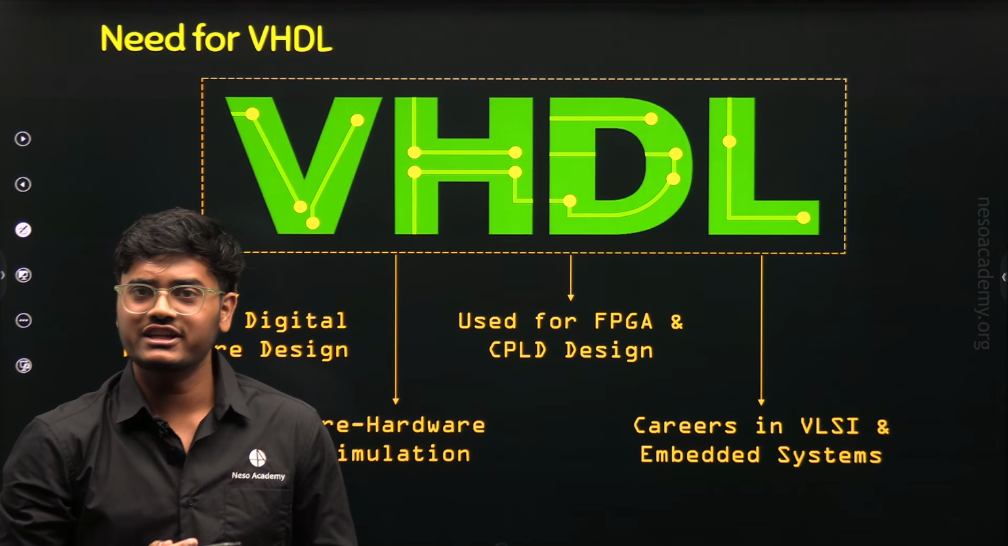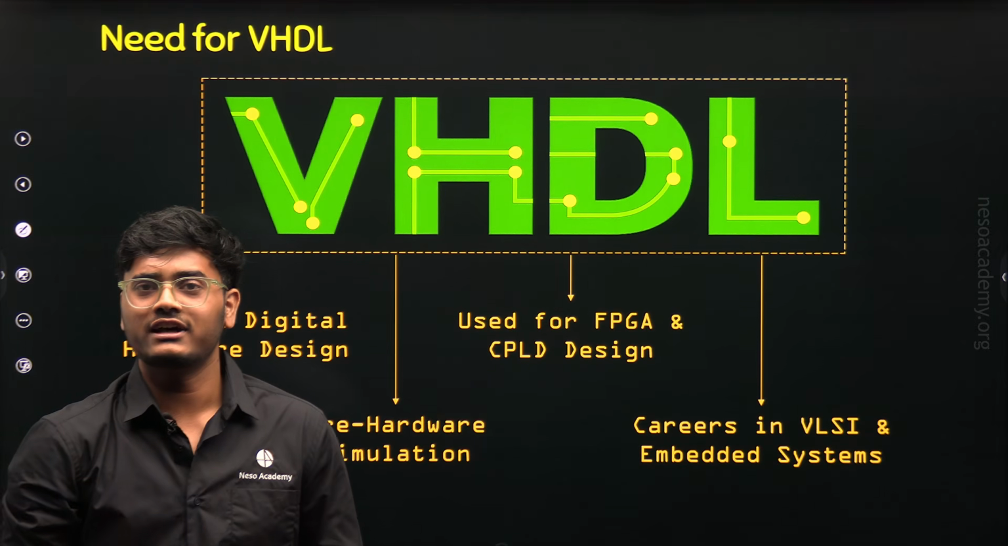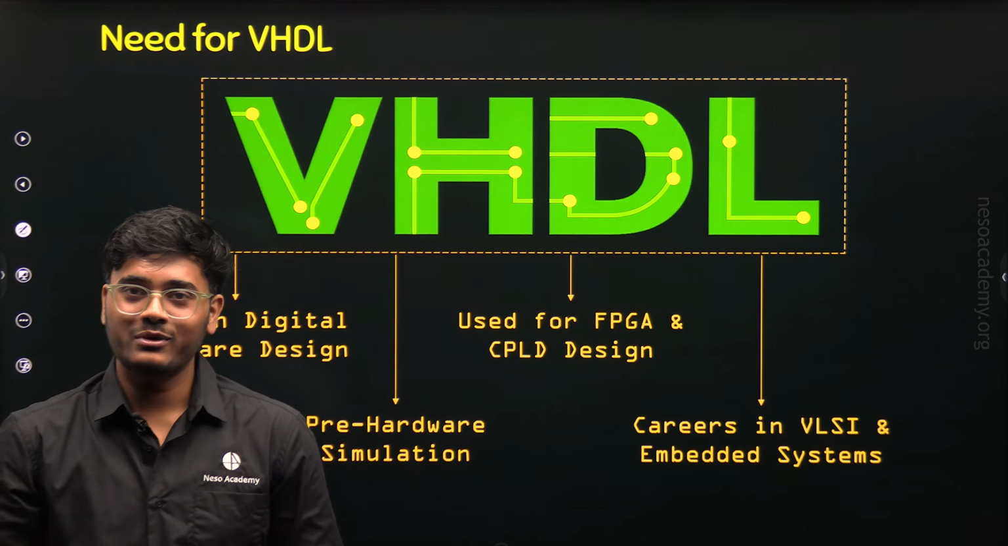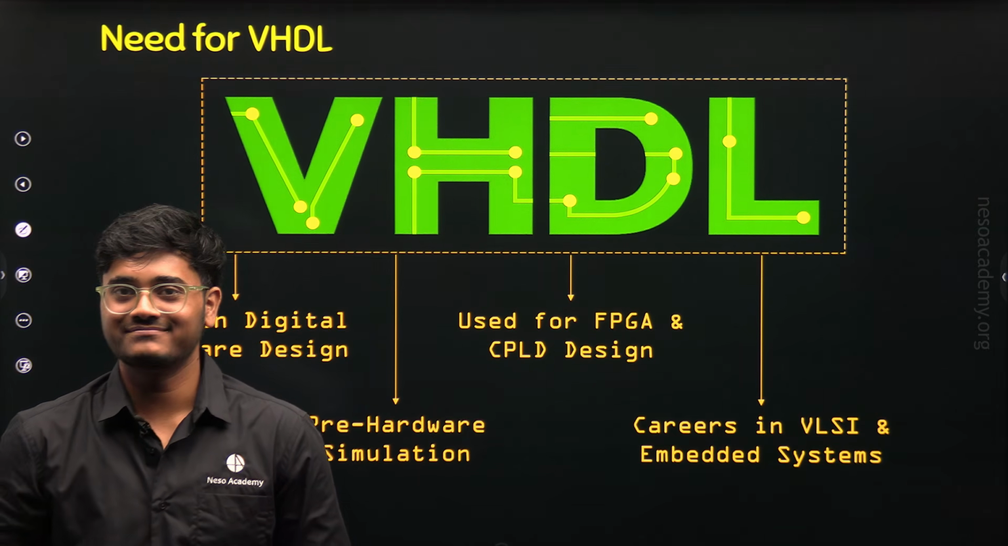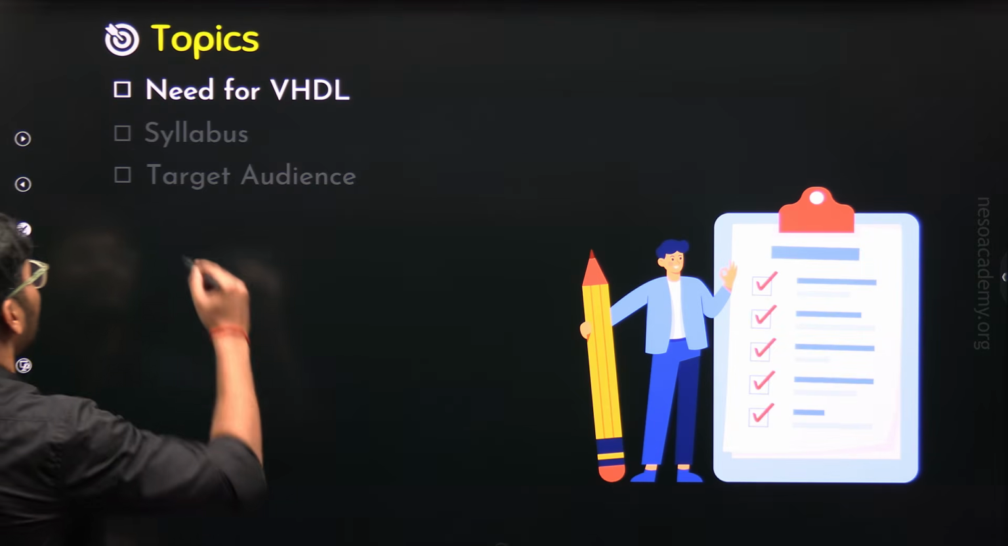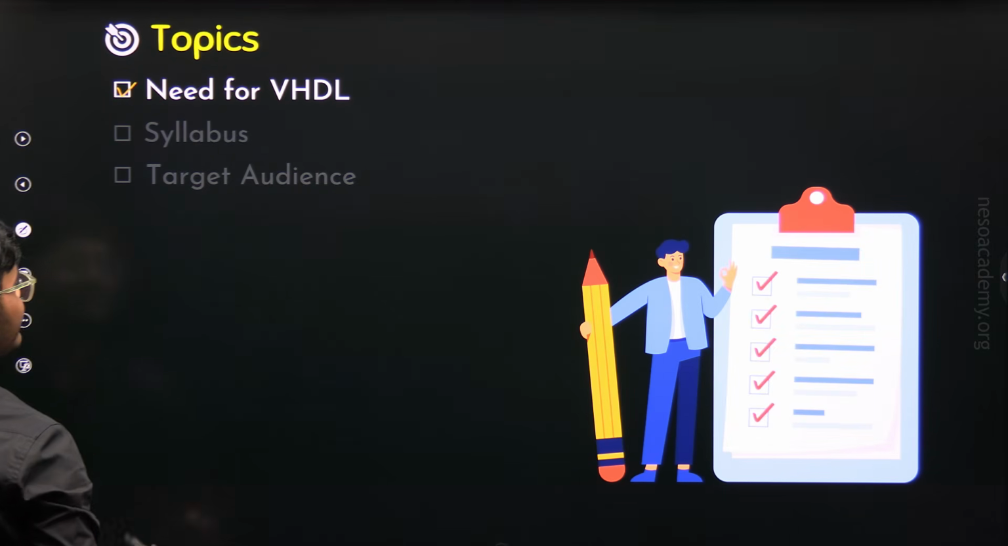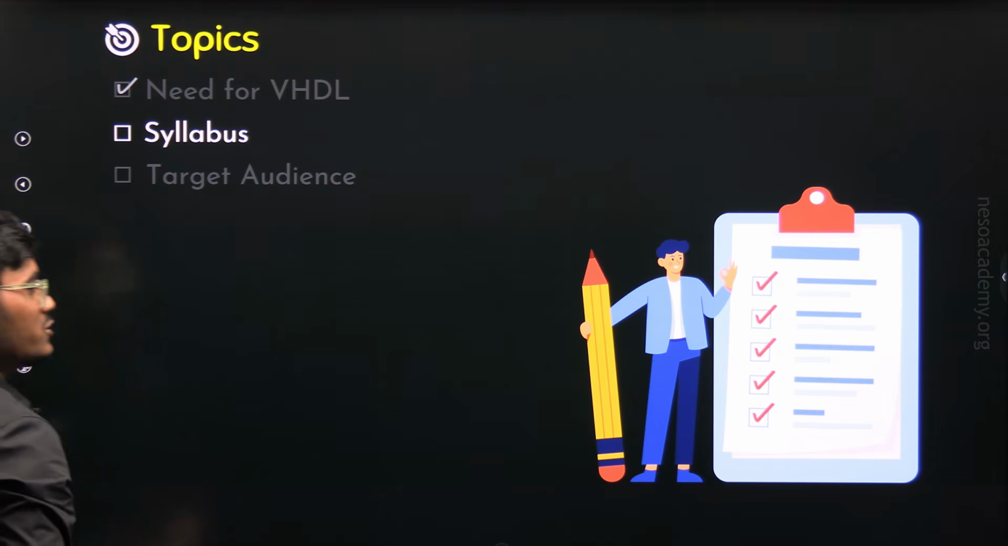That's why VHDL plays a very crucial role in modern digital electronic systems. So I hope you now understand the need for VHDL. In this way, we have completed our first topic, need for VHDL. Let's see the syllabus of the course.